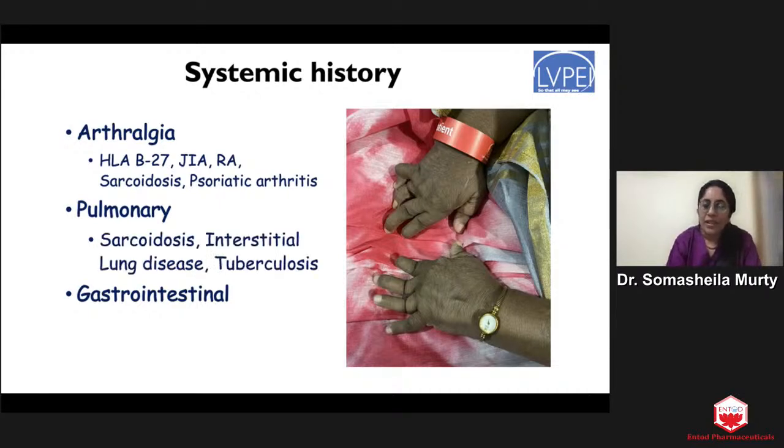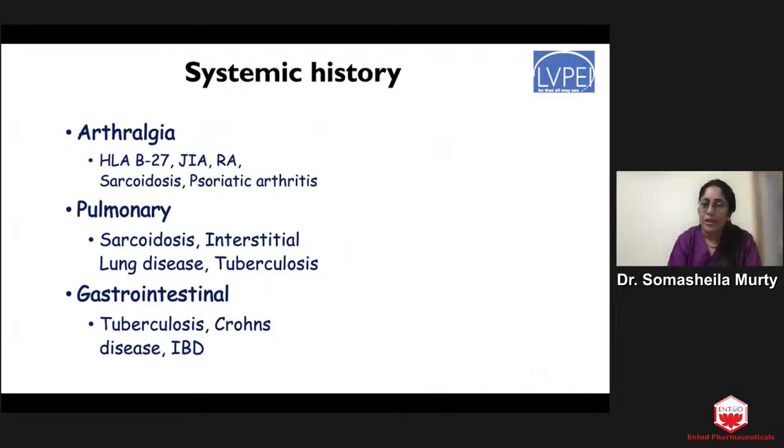When you think of pulmonary, again, sarcoidosis, tuberculosis, patients with interstitial lung disease sometimes present with anterior uveitis. When you think of gastrointestinal, so the patient complains of gastrointestinal symptoms, then you can have Crohn's disease, IBD, as well as tuberculosis. And these are the patients, sometimes they come to you with anterior uveitis.